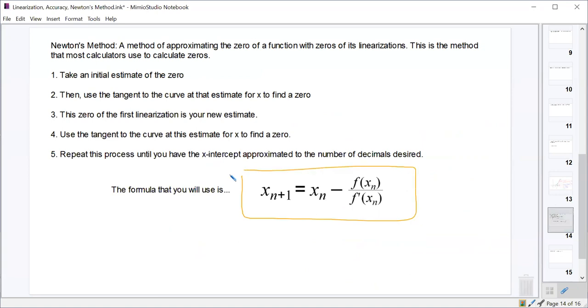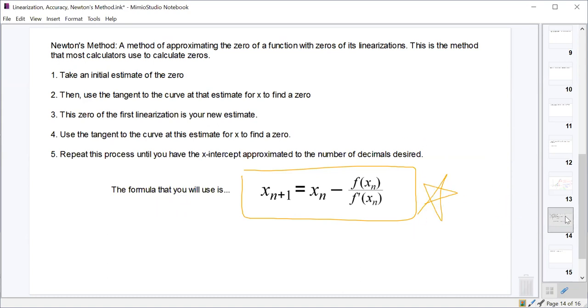The next guess is equal to the previous guess minus f of the previous guess over the derivative of f at the previous guess. And so what we've done is we've taken an initial guess, then we use the tangent to the curve at that point to find the next zero, and then we use that as our next estimate and just repeat it and repeat it and repeat it until we are as accurate as we want to be. Newton's method. So everybody okay with the idea of Newton's method and using this formula for it?